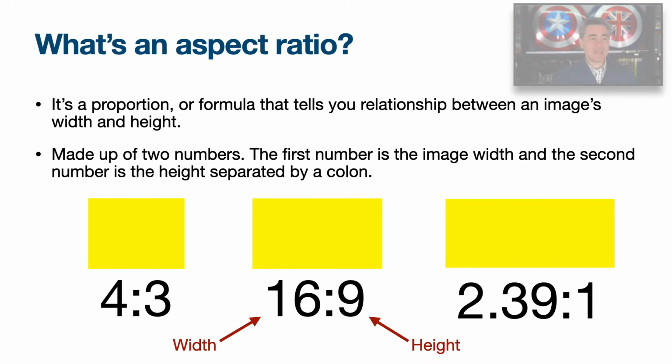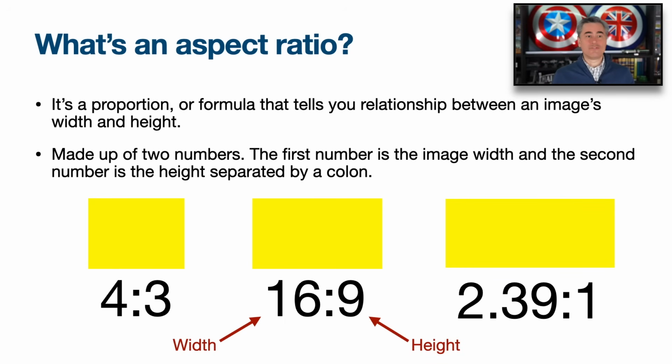So let's get started. Let's start by looking at what an aspect ratio is to begin with. An aspect ratio is really just a proportion or a formula that tells you the relationship between an image's width and height. It's made up of two numbers. The first number is the image width, and the second number is the height, and those two numbers are usually separated by a colon. So 16:9 is the ratio, where 16 is the width, 9 is the height, and that's the standard of modern day HD TVs.